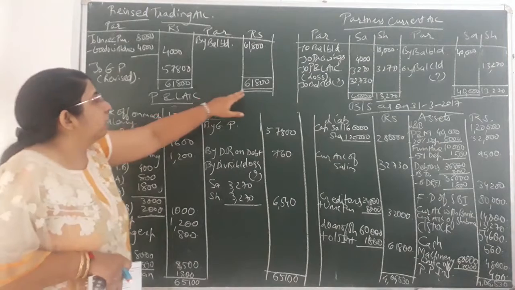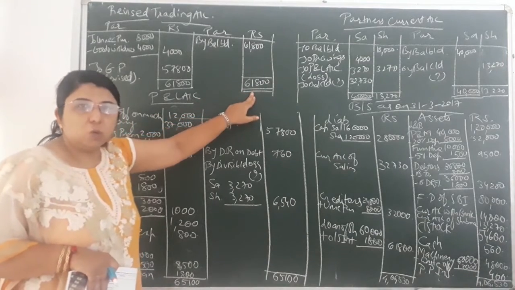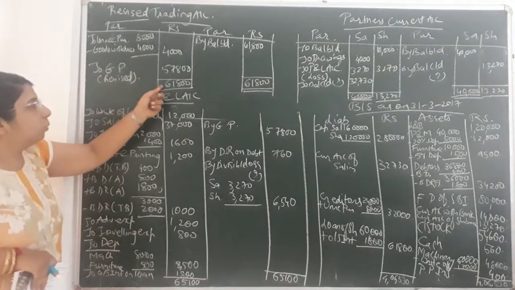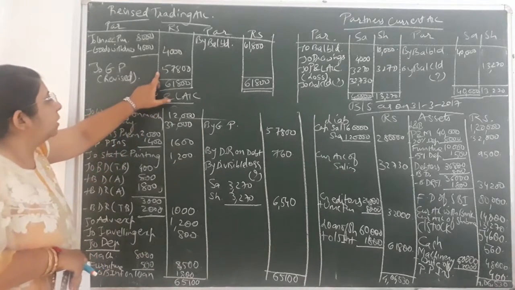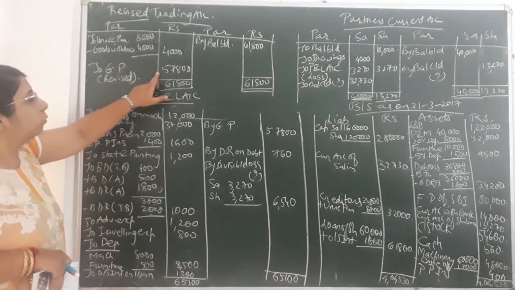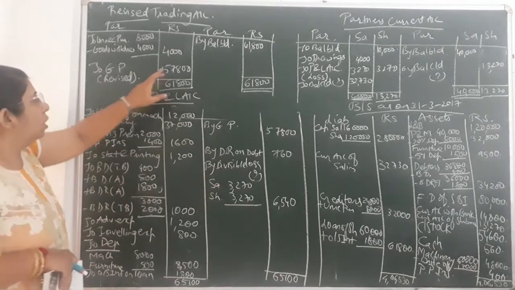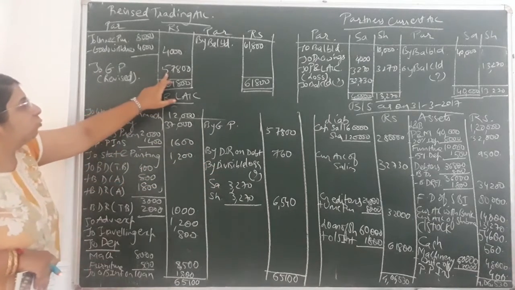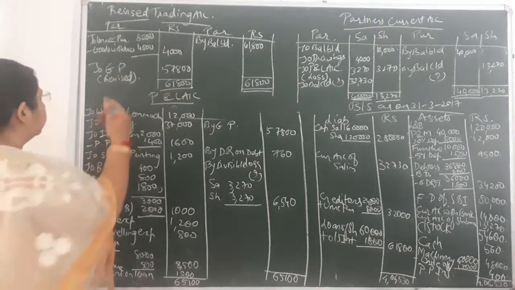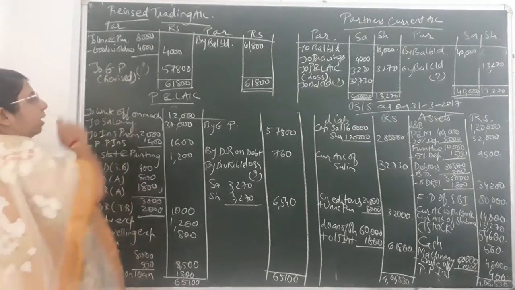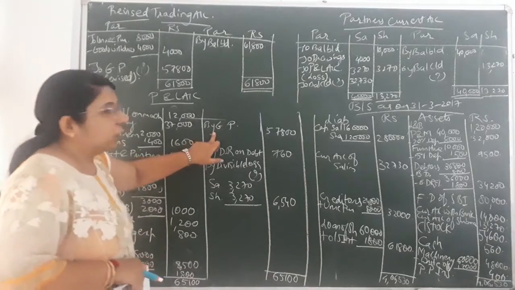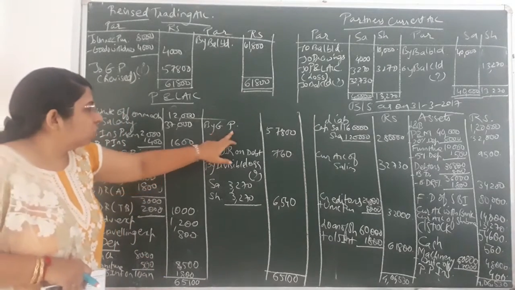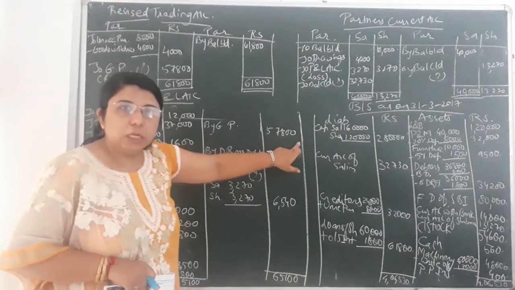Revised trading account credit side total, that would come to 61,800. Both sides I'll be putting the total, that is 61,800. The difference on the debit side is gross profit, which would be transferred to the P&L account. So the revised gross profit came to 57,800. That is the value we have found out, 57,800, and I'll be putting it on the credit side of the P&L account, by gross profit, 57,800.